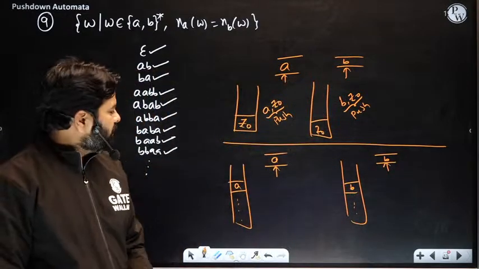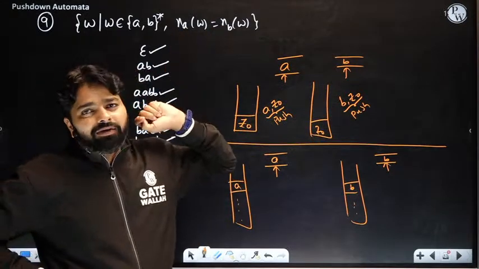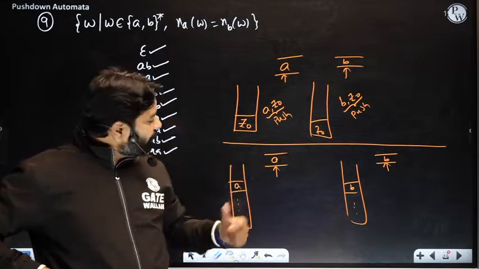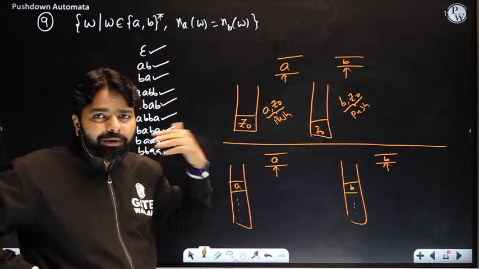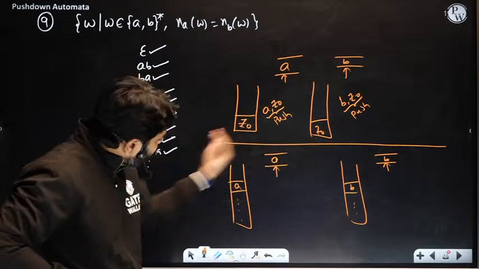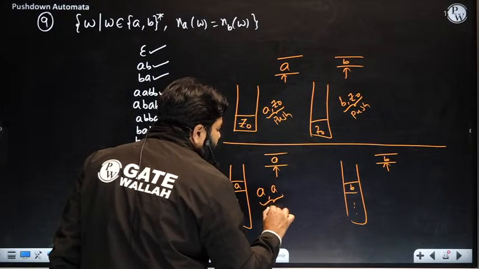How do you know that? See, we are cancelling A and B only, right? We don't cancel A with A. So when A's are already in the stack and A is coming, you have to remember it because more A's are coming. You need to increase the count. So what you do is, you push it. A comma A, this combination you push.